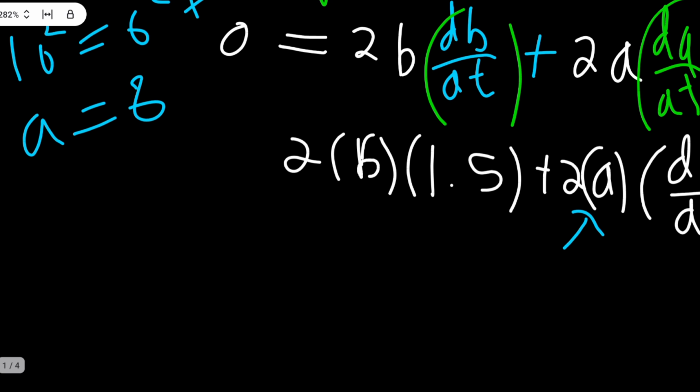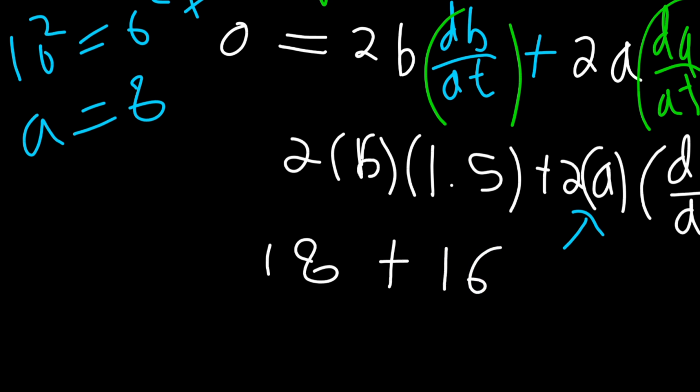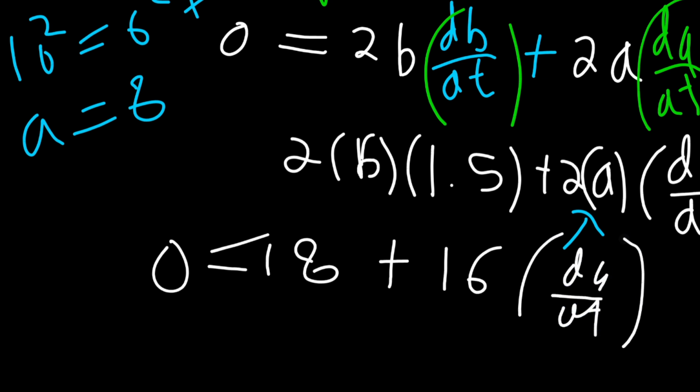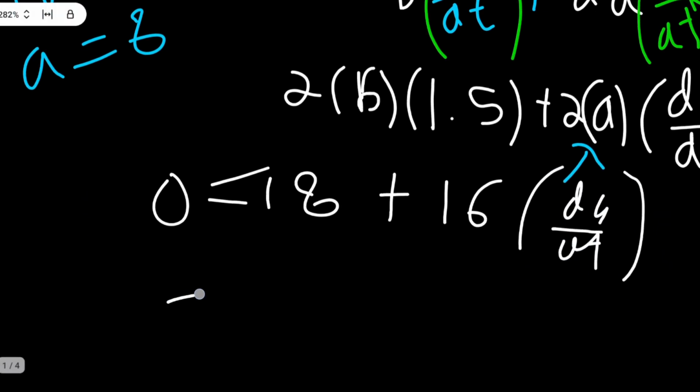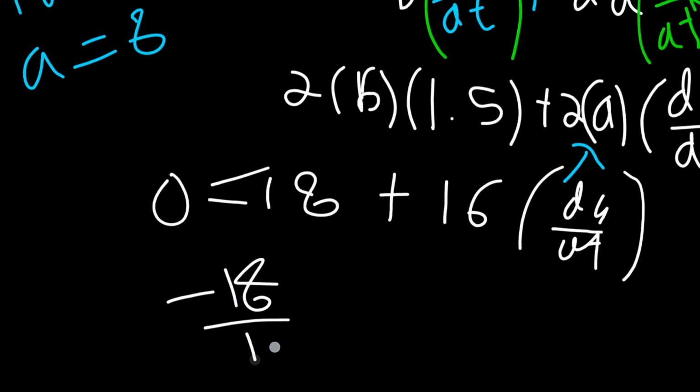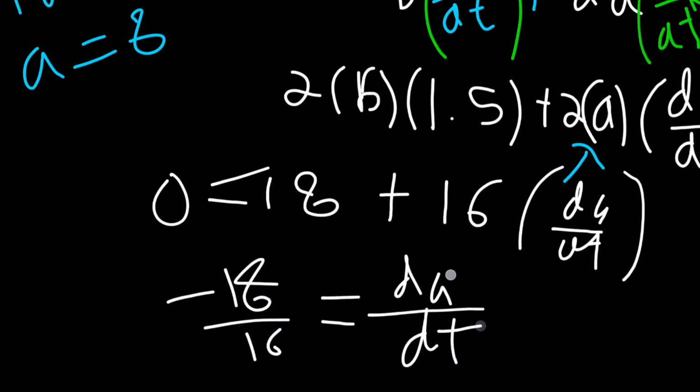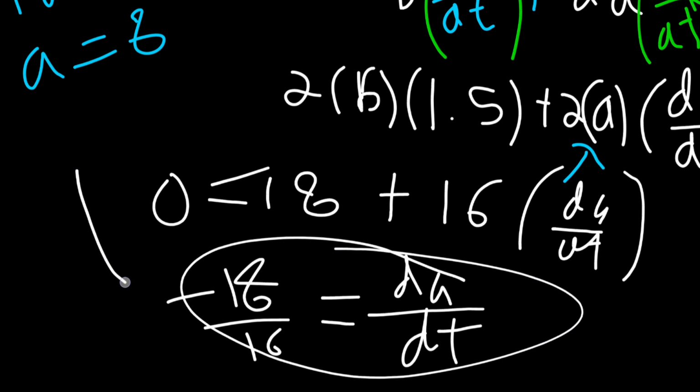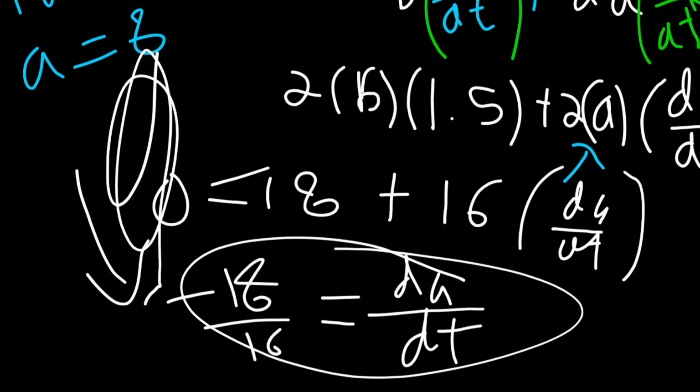Now we have 12 times 1.5, which is 18, plus 2 times 8, 16, times dA over dt, equals 0. Subtract and divide. Now we have negative 18 over 16 equals our rate, and that is our answer. Of course, you can simplify. And we notice that this is negative because the top of the ladder is falling down.